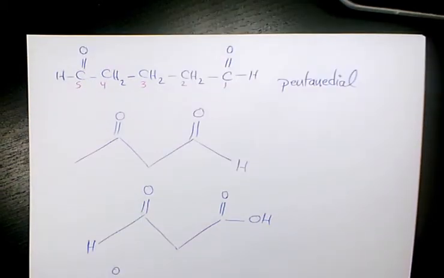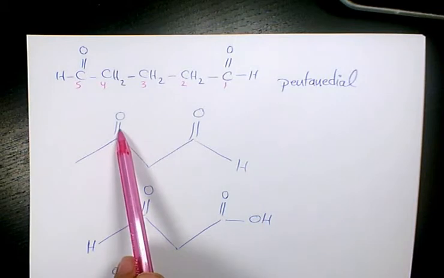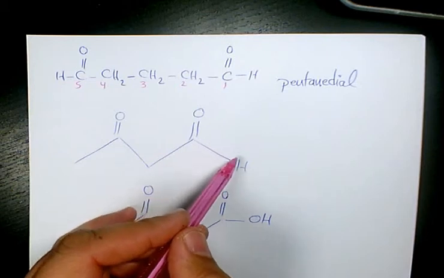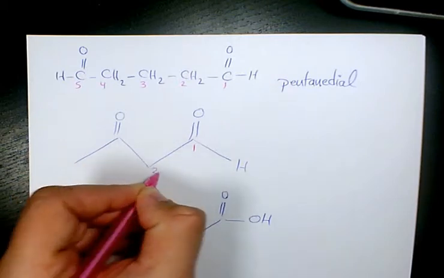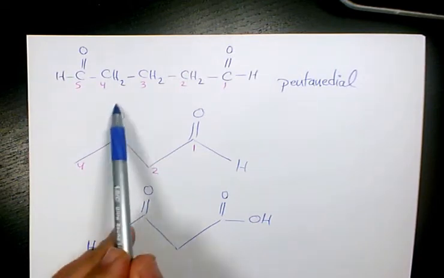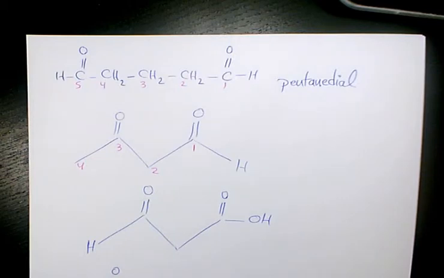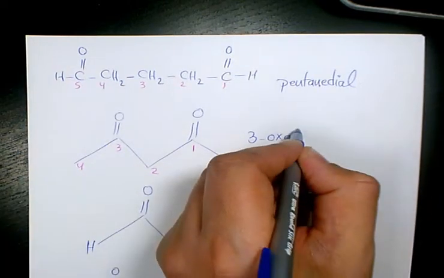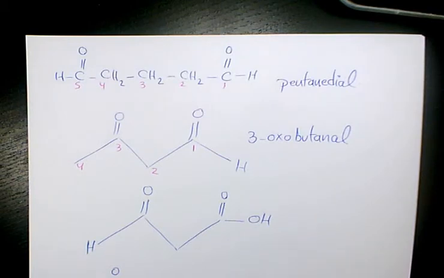Now on the next one we have an aldehyde group here, and here we have a ketone because it's connected to alkyl groups. So aldehyde is higher priority compared to ketone, so I need to start numbering from this side. 1, 2, 3, and 4. So the only branch here, the substituent, is gonna be this ketone, which we call oxo here. So we have 3-oxobutanol. So that's gonna be the name of this organic compound.